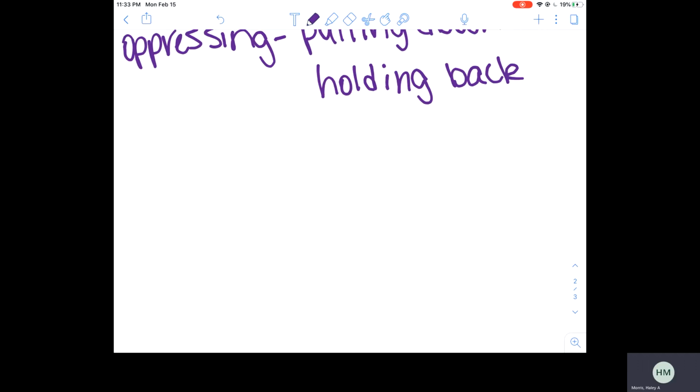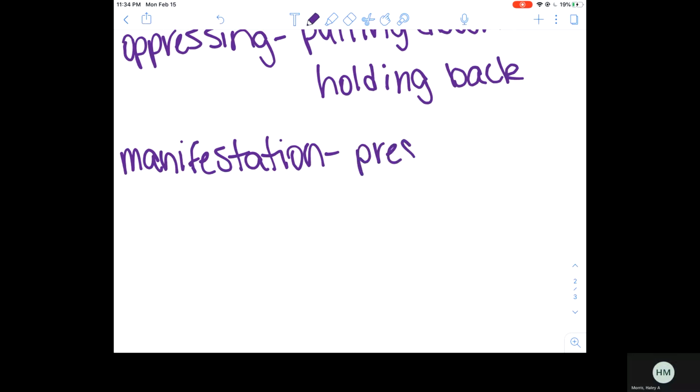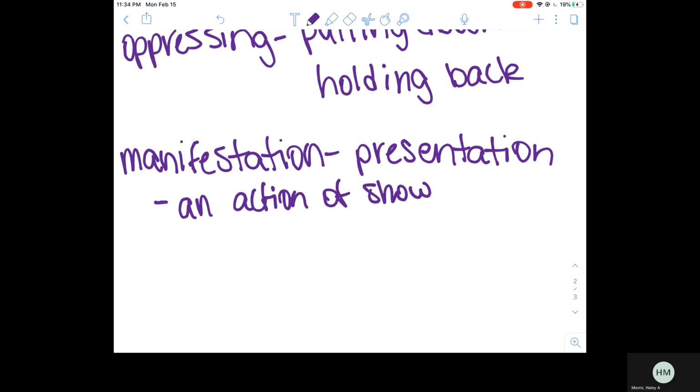The next word was manifestation. And manifestation can mean a few different things. In this particular context, they're talking about like presentation. So it's presenting, it's the action of showing something as an idea. So I'm going to say presentation, but not like a presentation like giving a presentation. Presentation like how something presents its form. So an action of showing an idea. A lot of people think about manifestation in terms of like making something happen.